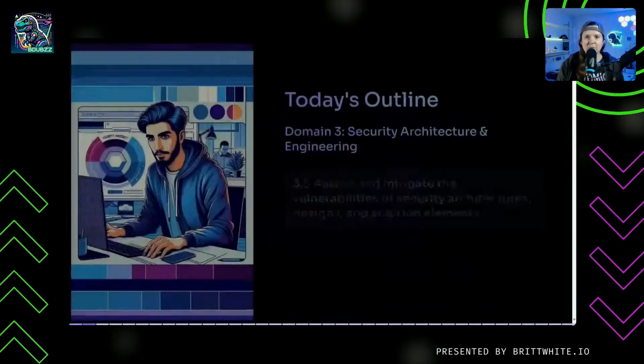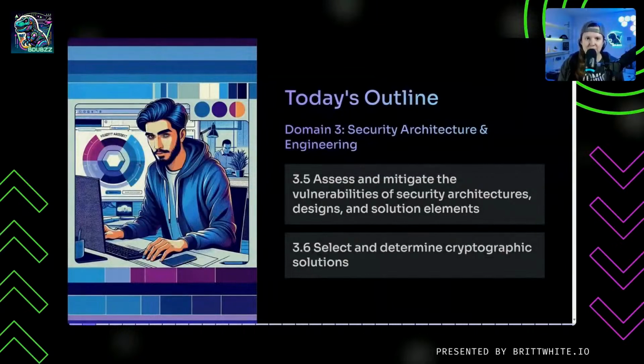Today, we're continuing with Domain 3, focusing on Objectives 3.5 and 3.6. These are all about securing our architectures and leveraging cryptography to protect our data. So, why does this matter? Well, in today's world, our systems face constant threats: hackers exploiting vulnerabilities, bad actors intercepting communications. Knowing how to spot and fix those weak points and picking the right cryptographic tools is what makes us effective security pros. Here's the plan.